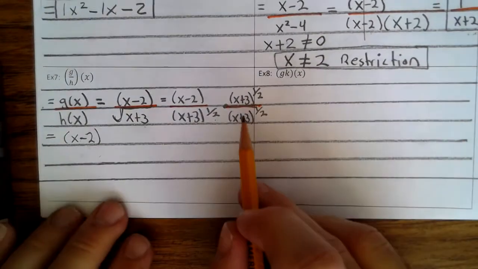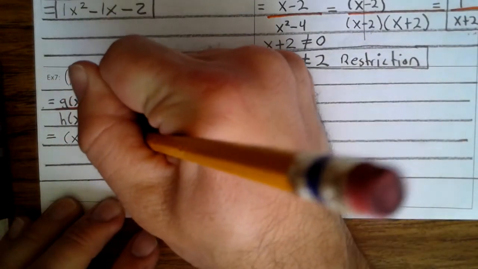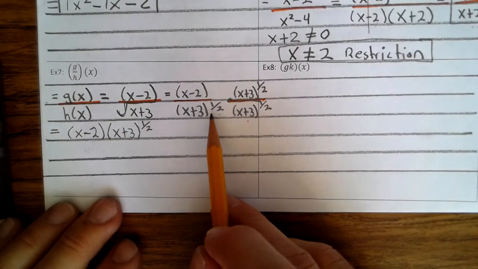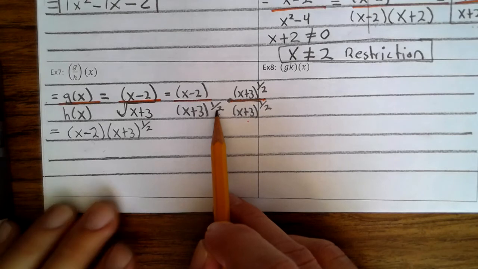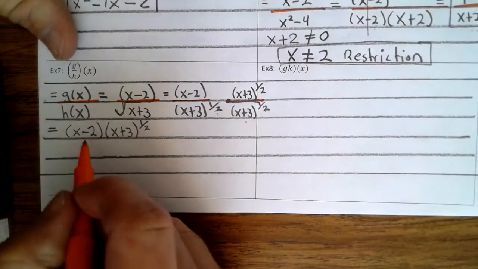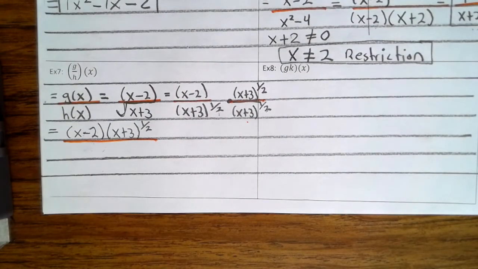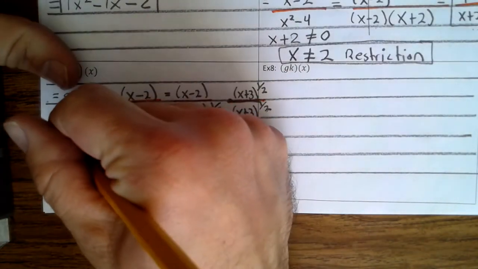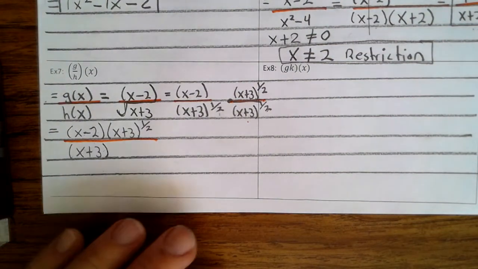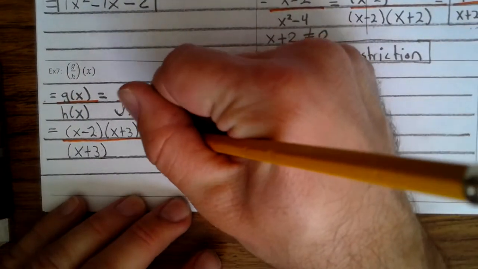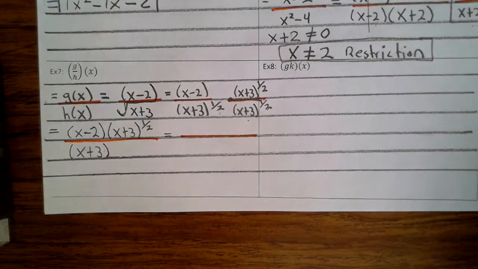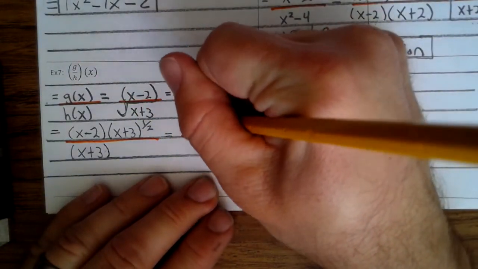Well, here when you multiply exponents with the same base, you add them. 1/2 plus 1/2 is 1, so this is divided by x plus 3 to the 1 power, and then you'd write this as x minus 2 times the square root of x plus 3 divided by x plus 3.